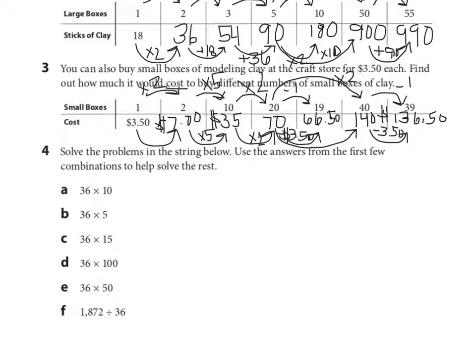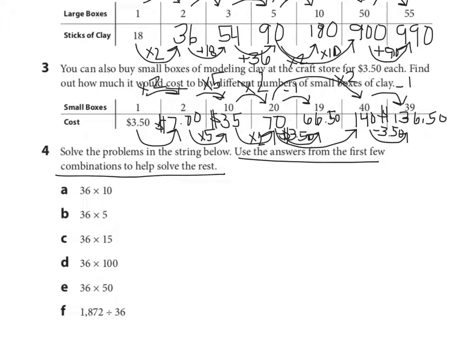Let's look at number 4. Solve the problems in the string below. Use the answers from the first few combinations to help solve the rest. This is the key part here. Don't try to solve each of these individually. Look at how they are related to one another. So right there is key, where it says, use the answers from the first few combinations to help solve the rest. A, 36 times 10.